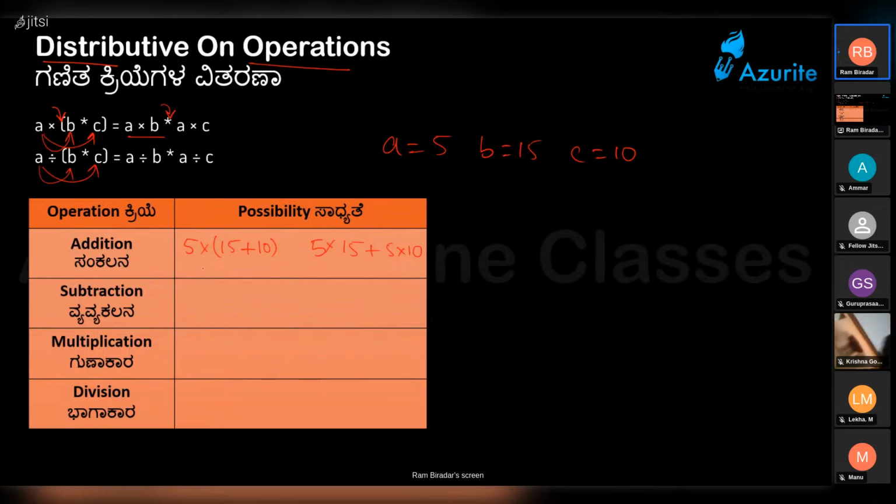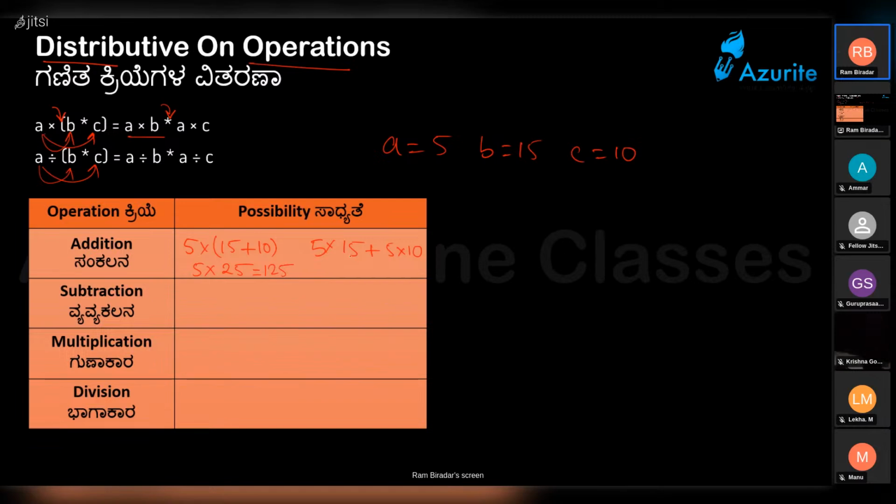So let's do it. 5 into, let's solve the first bracket first. Here 15 plus 10. So 15 plus 10 is how much? We know that it is 25. So here 5 into 25. Now what will be the answer here? 5 into 25 is 125.